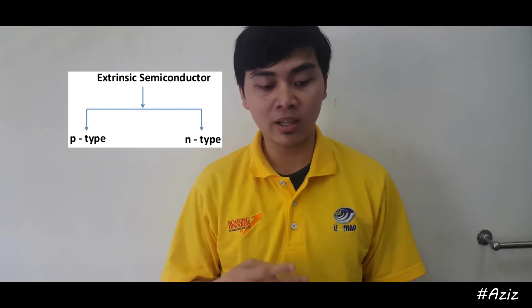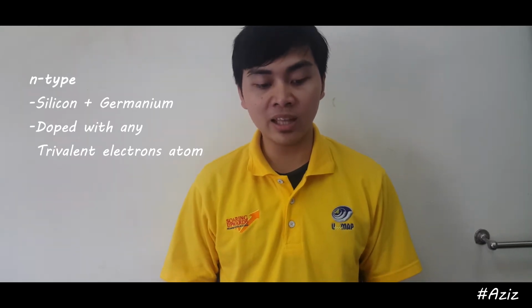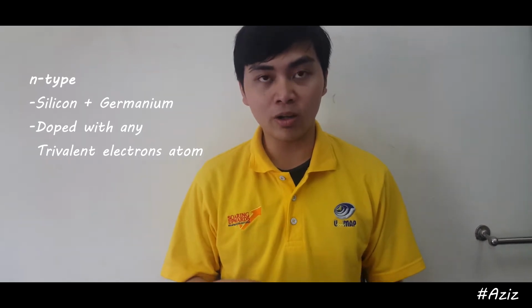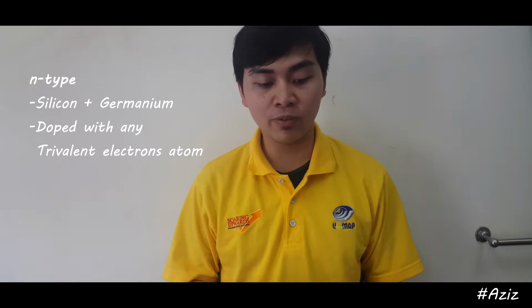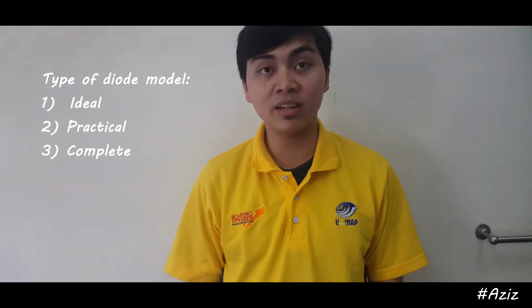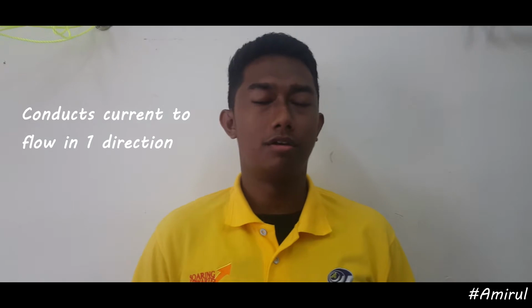Extrinsic has two types, there is p-type and n-type. P-type is silicon, germanium or carbon combined with trivalent electrons. And n-type is silicon, germanium or carbon plus pentavalent electrons. There are three types of diode models that are ideal, practical and complete. Diode is a device that conducts current in only one direction.